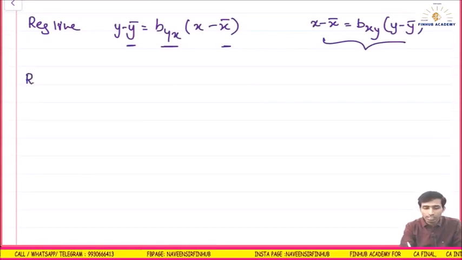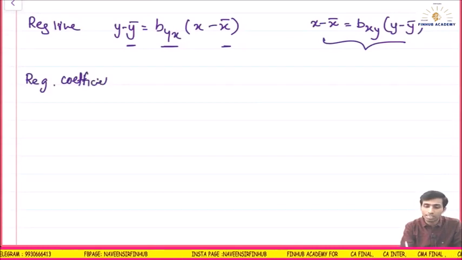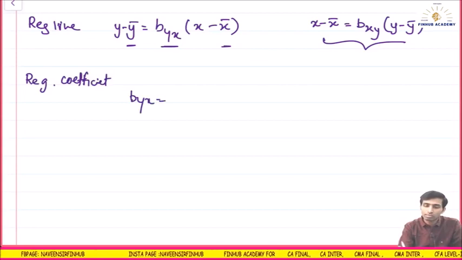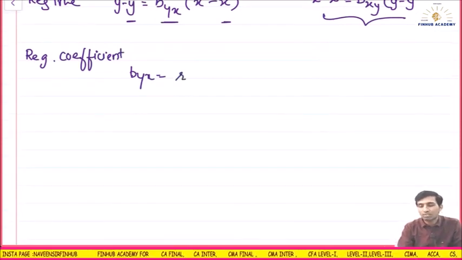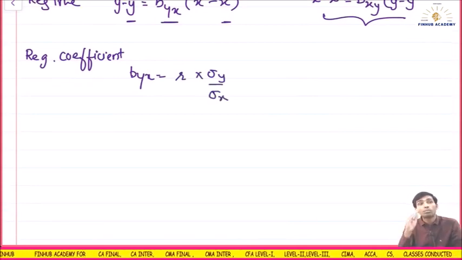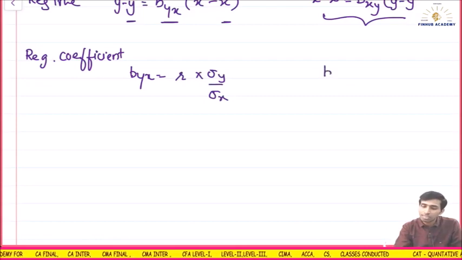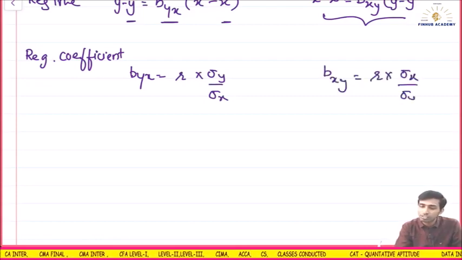Regression coefficient, that is byx. How do you estimate byx or bxy? byx is the regression coefficient. How do you estimate it? One formula is r times the standard deviation of y upon the standard deviation of x. Because it is y on x, the standard deviation of y will be in the numerator. Same way, the bxy formula is r times the standard deviation of x upon the standard deviation of y.